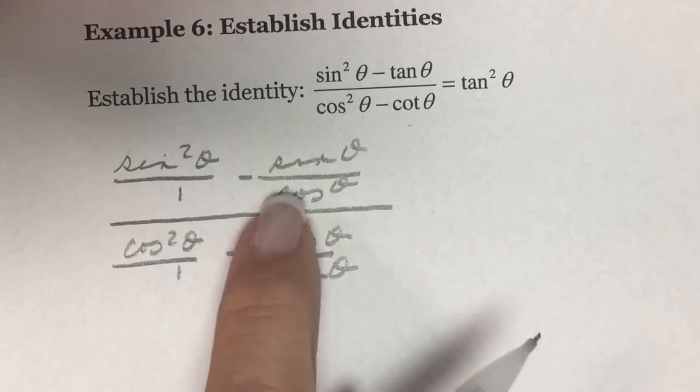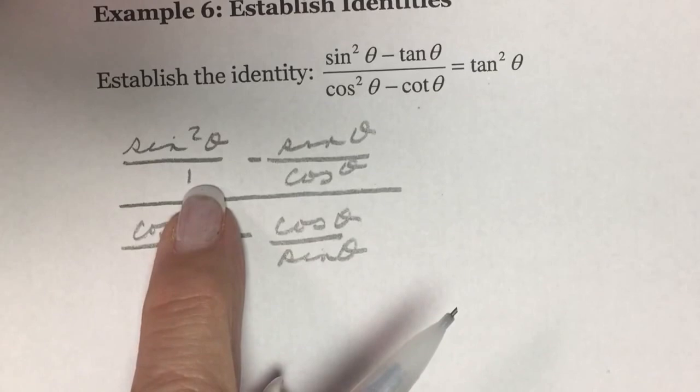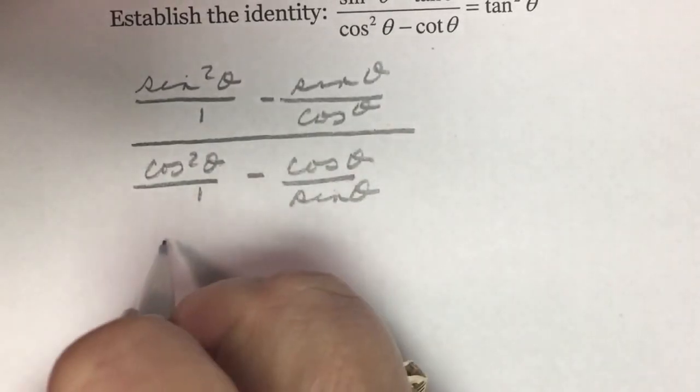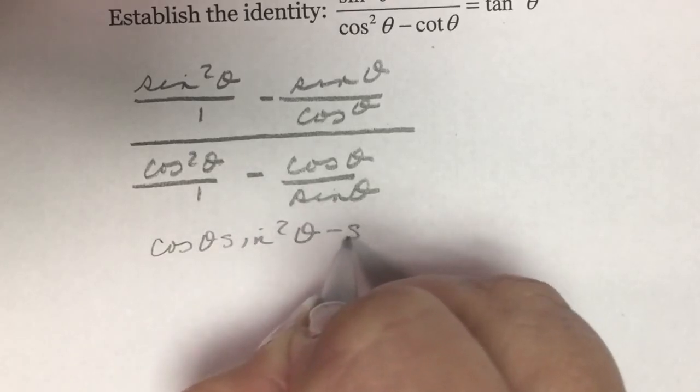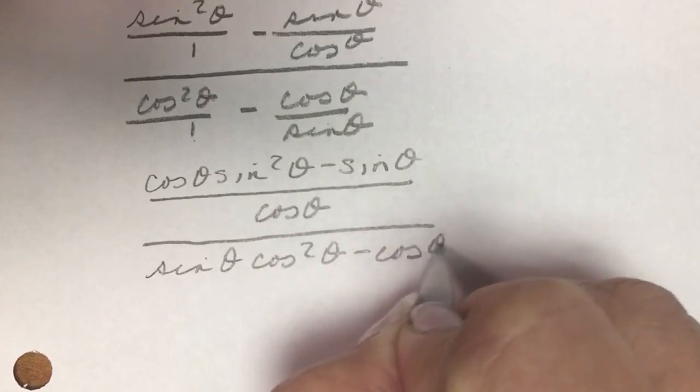All right, so I'm going to go ahead and get a common denominator on both the top and the bottom. So the common denominator is going to be cosine theta. So that's going to give me on the top sine squared theta times the quantity sine theta minus 1, all over cosine theta, over, and if I find the common denominator here, it's going to be sine theta. So I'm going to multiply top and bottom here by sine theta. So it would be cosine squared theta times the quantity cosine theta minus 1, and that's all over sine theta.